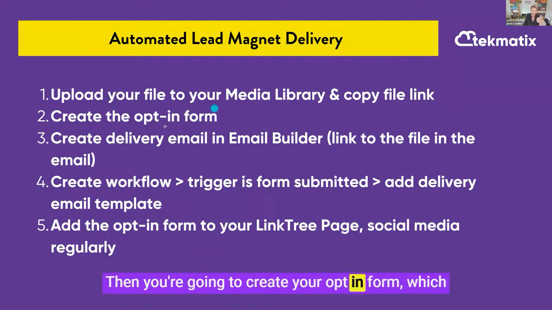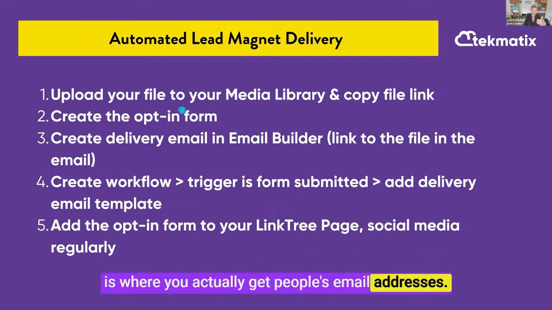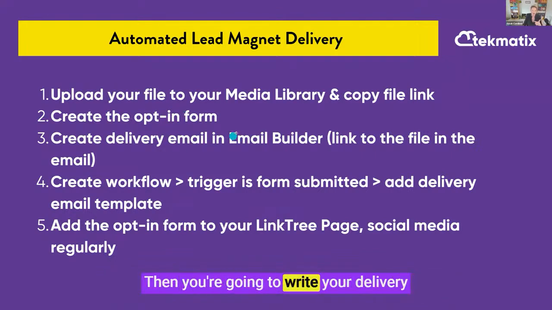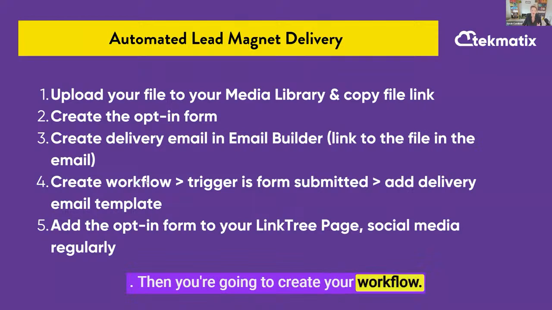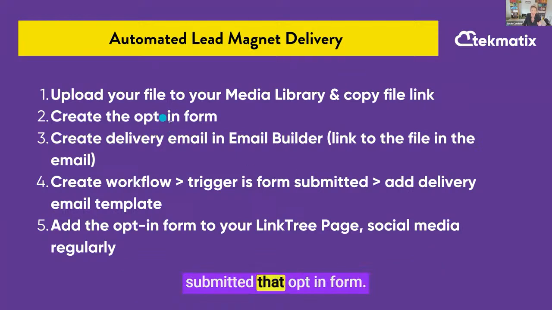Then you're going to create your opt-in form, which is where you actually get people's email addresses. Then you're going to write your delivery email, which will be: Hi first name, thanks for opting into my something checklist. Here's the link to get the checklist that you opted in for. Then you're going to create your workflow. The trigger is that somebody submitted that opt-in form, and then you're going to send them that email that you've just made that includes the download link to your file.